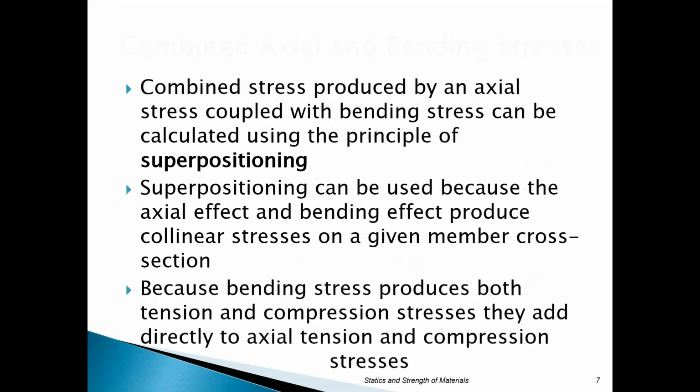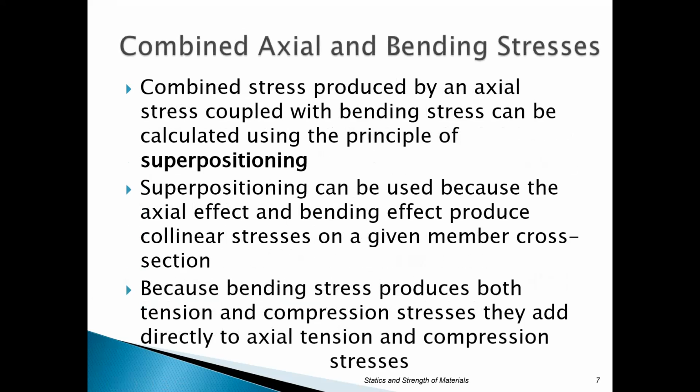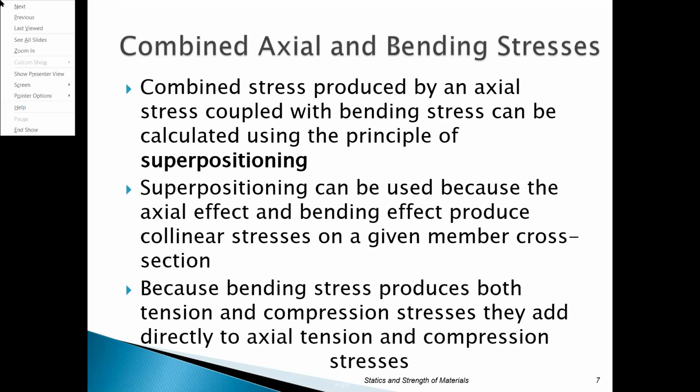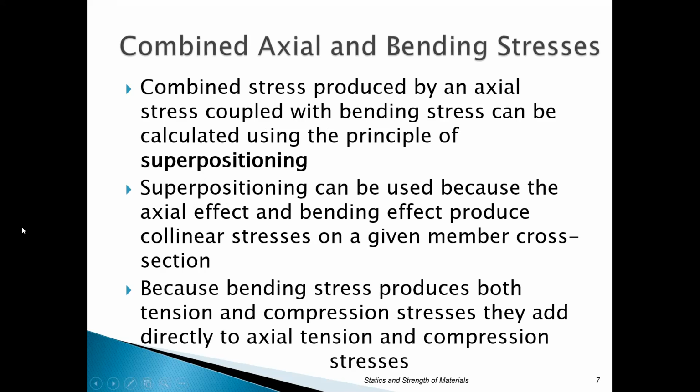Axial stress is really simple. You can solve that primarily as a force divided by cross-sectional area, whatever your resisting area is. And bending stress is simply MC over I. By solving one and then adding it to the other, in what is called superposition, you can look at the effect of bending stress and the effect of axial stress together.